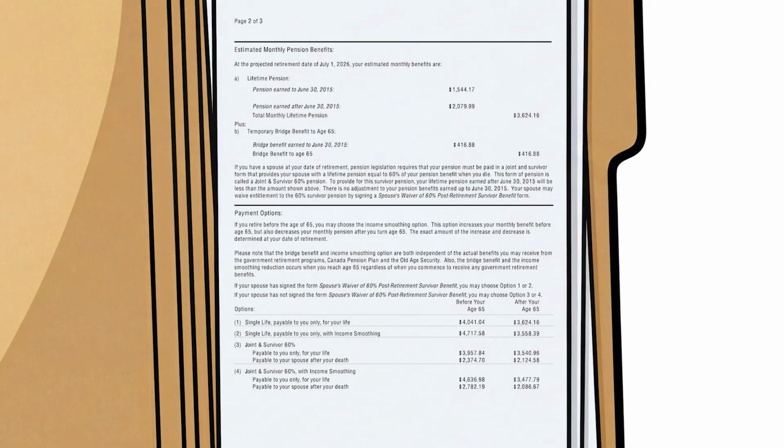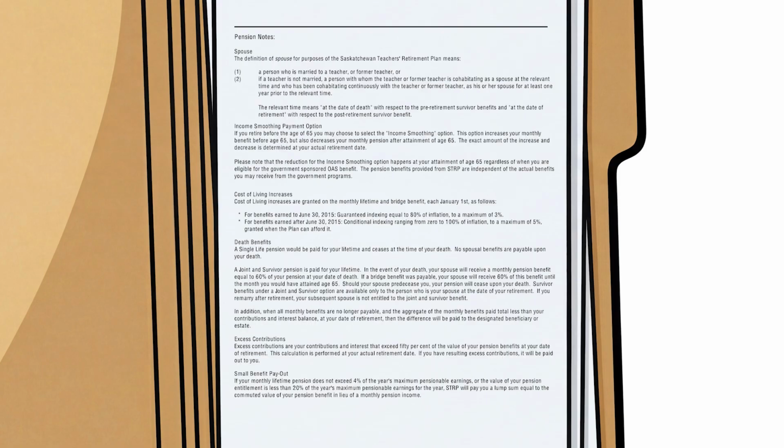pension. It also provides you with pension payment options with or without income smoothing, which can increase the amount of STRP pension you receive before you turn 65 and start receiving Canada Pension Plan and Old Age Security benefits. There are options for single life payments or joint life payments if you have a spouse. The third page provides explanations to help you make your decision.